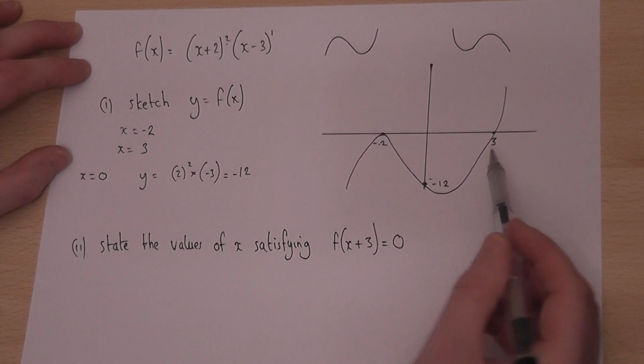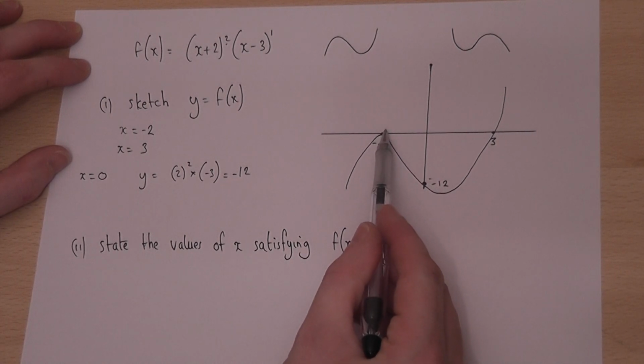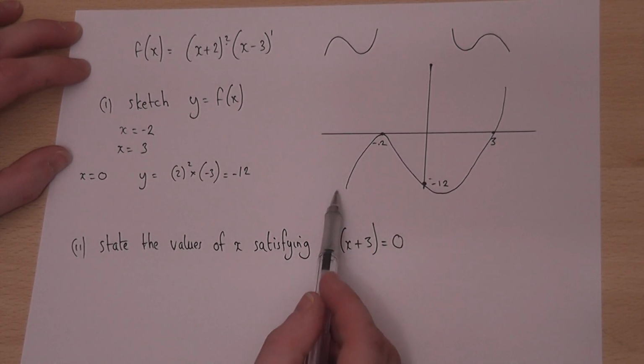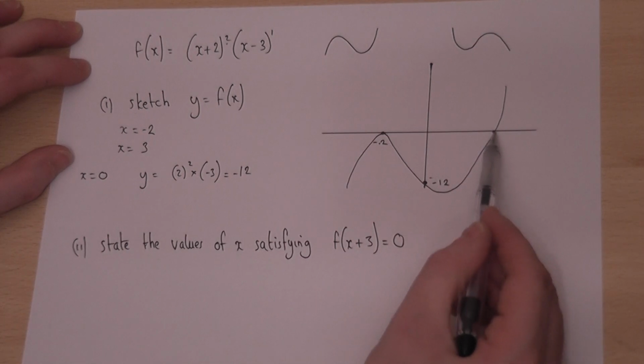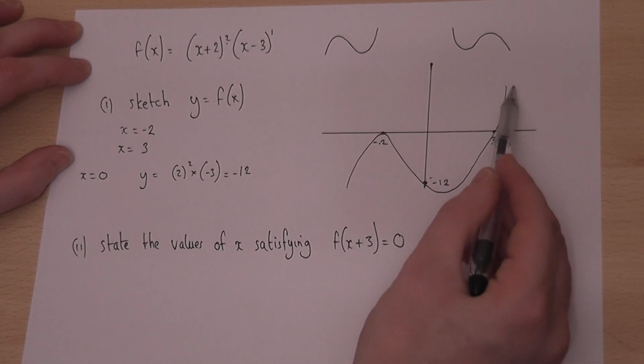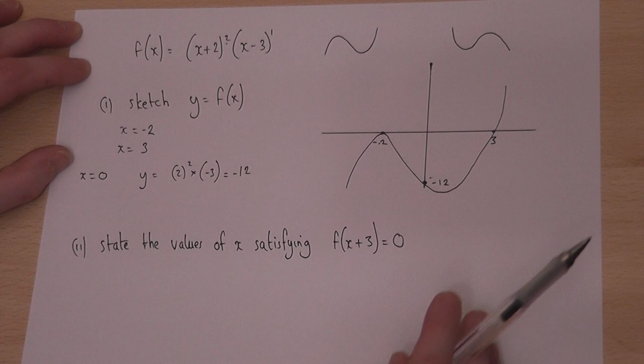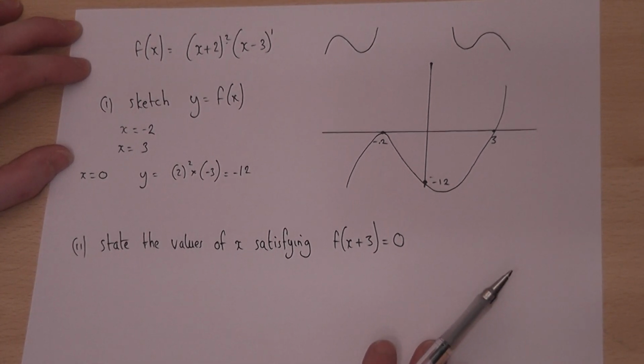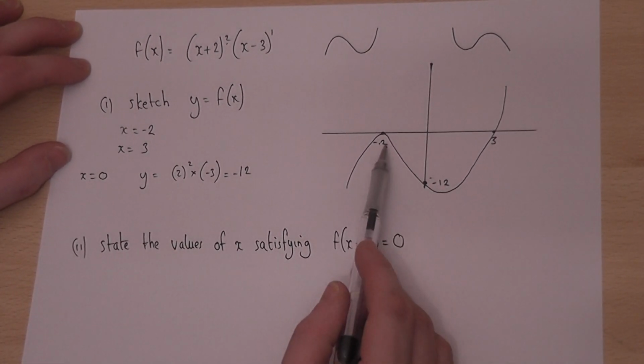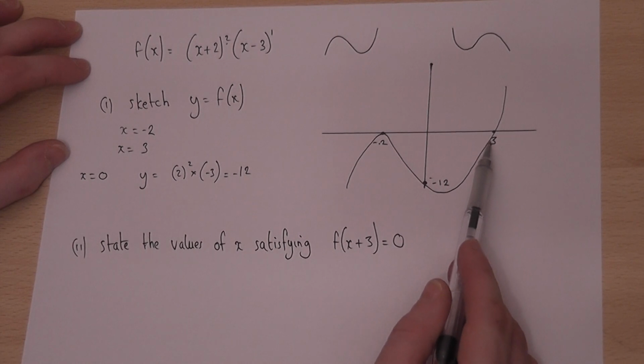Another option is to put a negative value, e.g. -4 in to find the y-coordinate. Again, another value, e.g. 4, and find the y-coordinate to be able to get a feel for the shape of the graph. So this graph cuts through at -2 and also at 3.